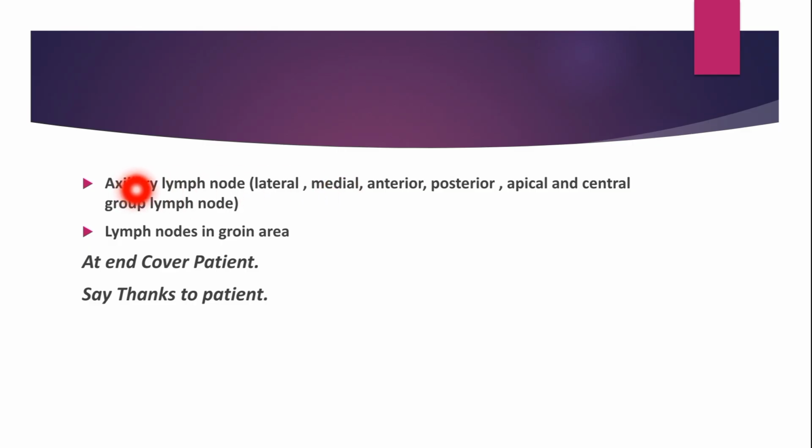Similarly, also palpate the axillary group of lymph nodes, and these lymph nodes include the lateral group, the medial group, the anterior group, posterior group, and the apical and central group of axillary lymph nodes. And similarly, also palpate the lymph nodes in the groin area, and also check whether these lymph nodes are mobile or fixed, and also check the consistency of the lymph nodes.